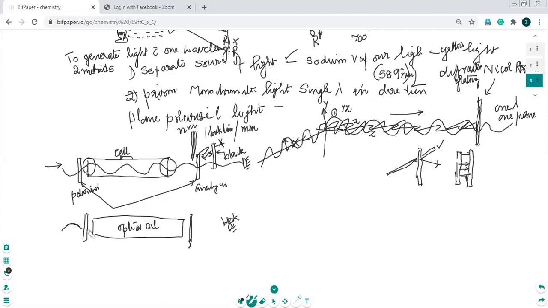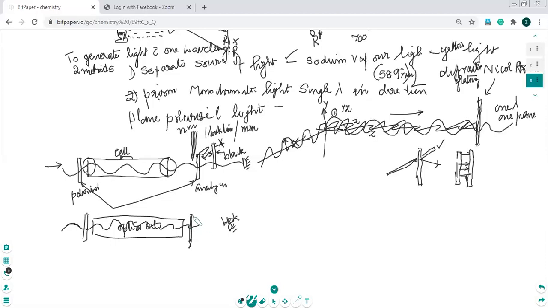Light is entering this, but see here, it was moving in this plane. Now it is slightly rotated. Now it is moving in this plane. That is why, see here, it is not coming out through this.